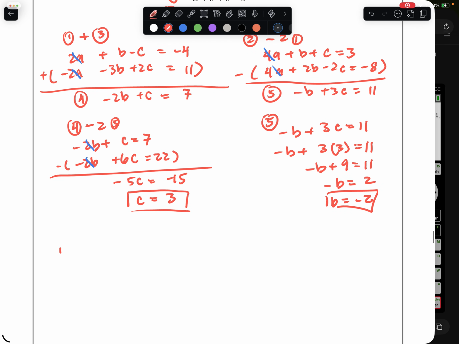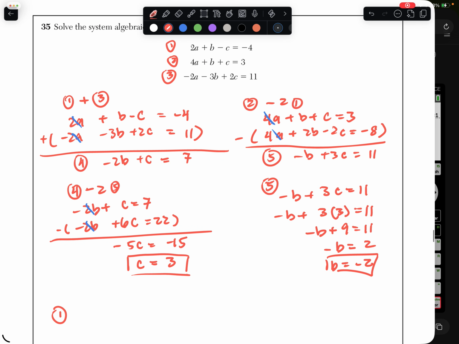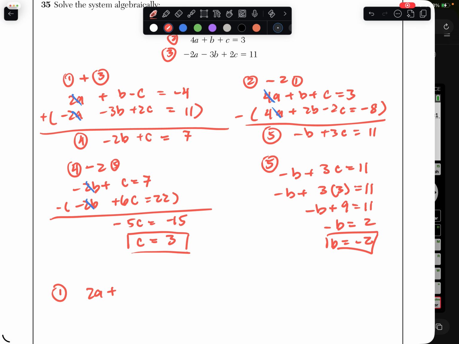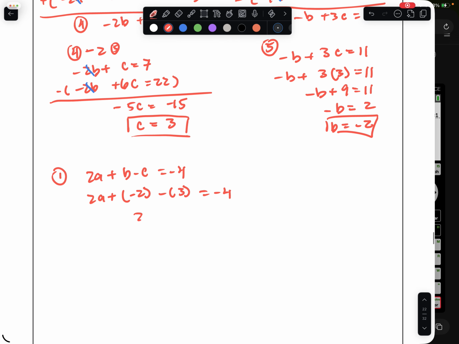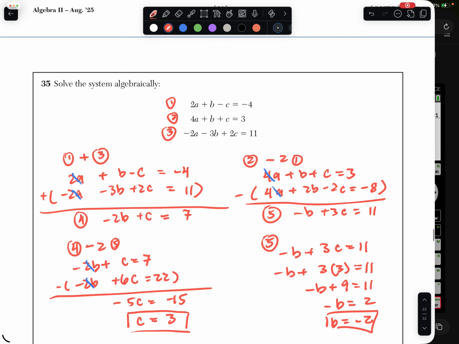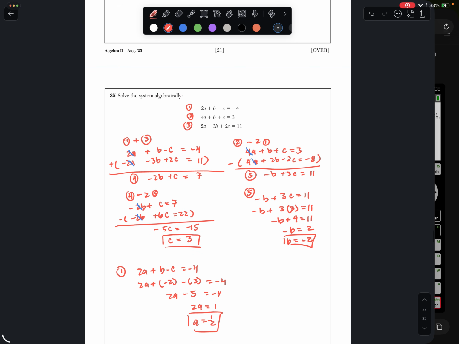I'm just gonna use equation 1. 2a plus b minus c is equal to negative 4. 2a plus b, which I solved, is negative 2, minus c, which is solved, is 3, is equal to negative 4. 2a plus this is minus 5 is equal to negative 4. So 2a is equal to 1. So a is equal to 1/2. And that's it. Solving these systems of 3 linear equations, it's a lot of work.